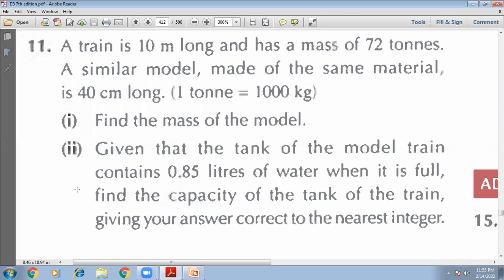Because 1 ton is 1000 kg, so 72 tons means 72,000 kg. Then we have a model of a train, and that model is 40 centimeters long, and we have to find out the mass of the model. So the formula is very simple because they are similar to each other. The mass 1 by mass 2 is equal to the length 1 by length 2 whole cube. But the important thing here is that the length 1 is 40 centimeters, whereas the length 2 is 10 meters.